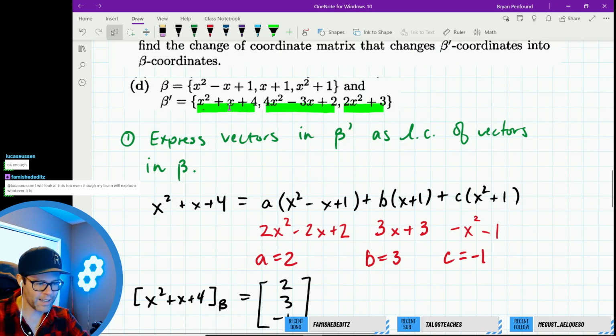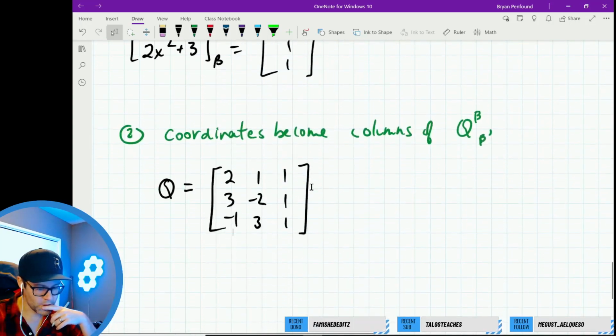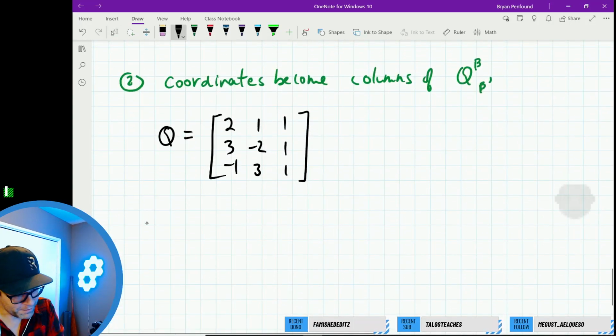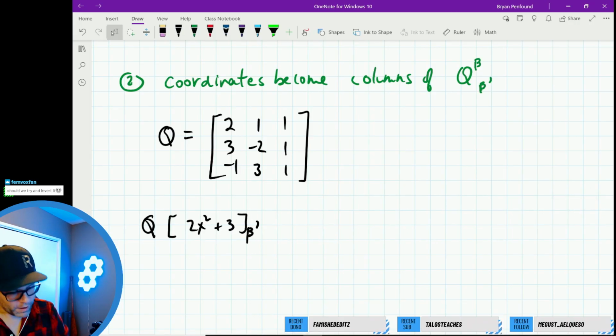Well, I guess they're all going to be ones, right? It's 1, 0, 0, so I just get the first column. Yeah, I guess I'll do it anyway. So the idea now is if I take Q and multiply by one of these polynomials, let's say 2x squared plus 3, because I remember that one. If I take one of those basis vectors with respect to the beta prime basis, we get this kind of multiplication.